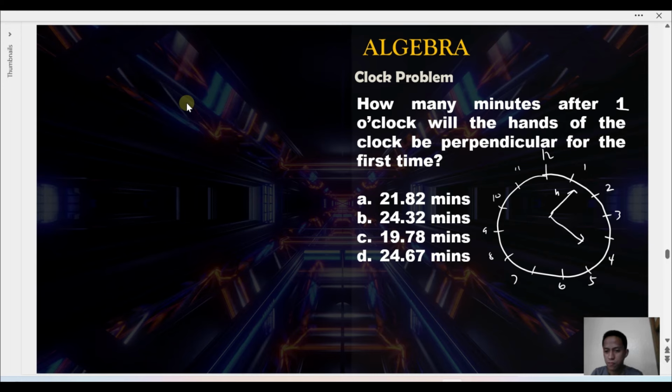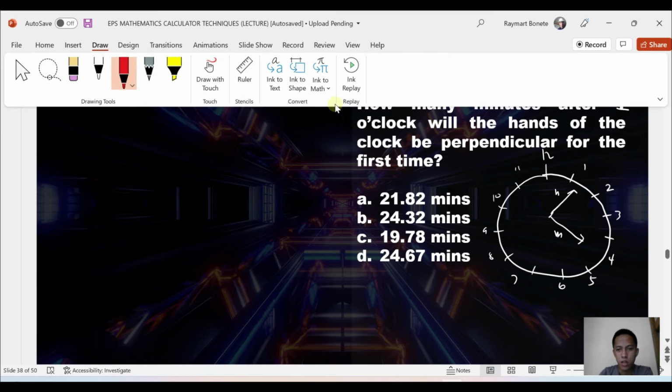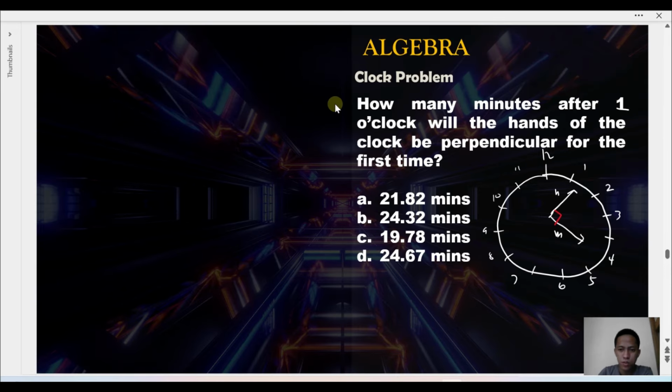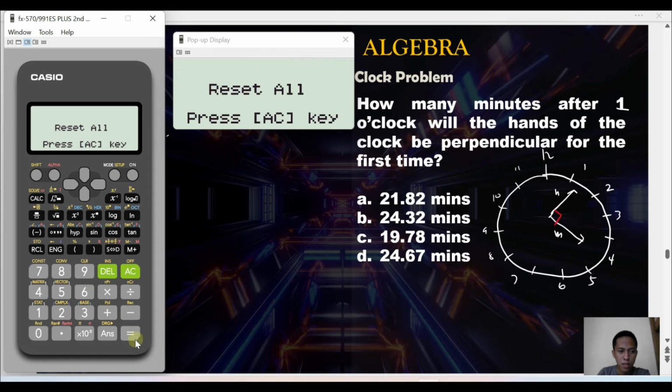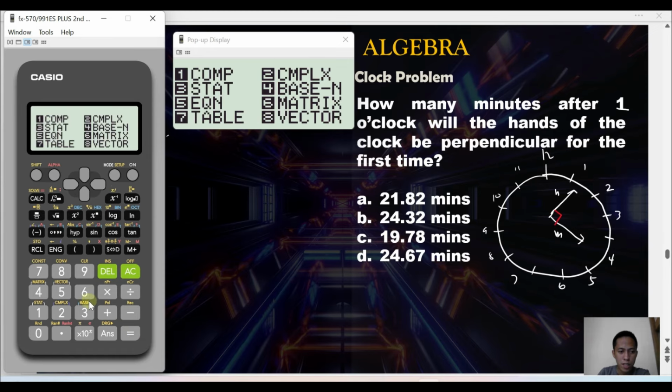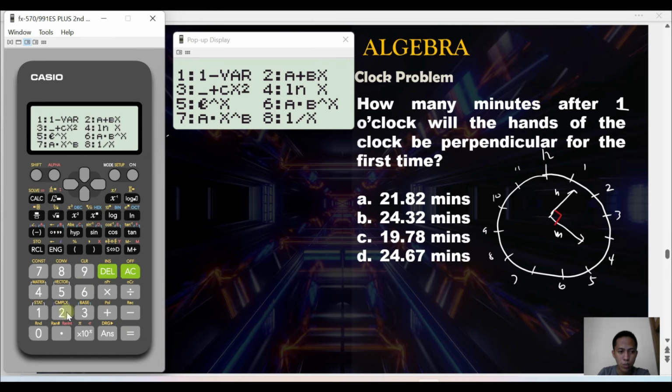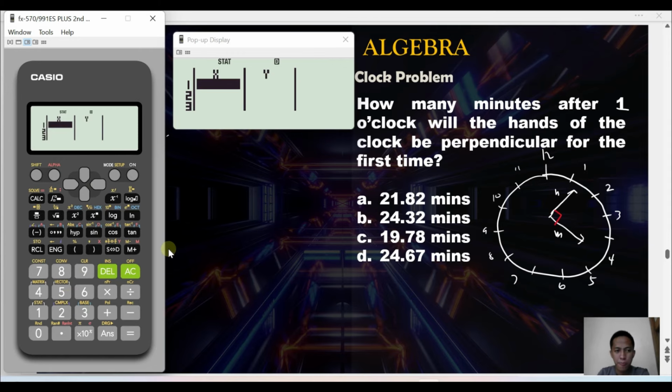So if this is 12, 1, 2, and 3, 4, 5, 6, 7, 8, 9, 10, 11. So, yung hinahanap natin guys is yung time wherein yung hour hand is perpendicular to the minute hand. Okay? So, how can we do that using our calculator? Okay? So, we need another 2 sets of data. So, yung gagamitin natin guys is mode stat. Okay? So, clear lang natin, mode stat and number 2. Okay? So, yung linear pa din. So, dito, yung x natin will be the number of minutes and y is the angle.